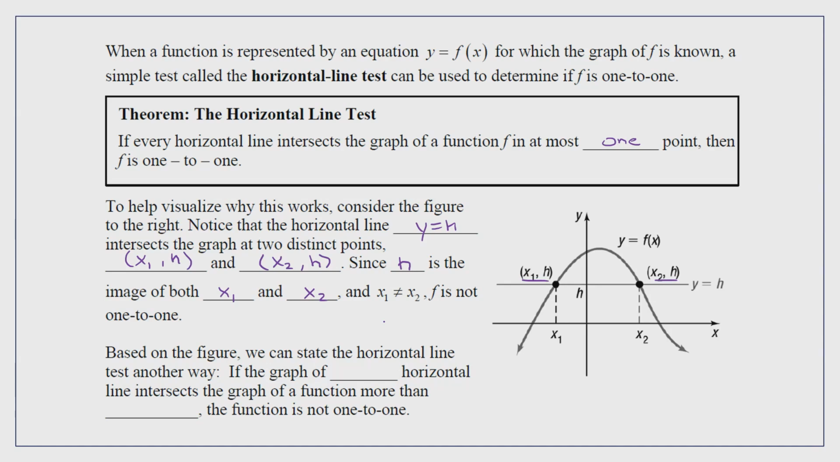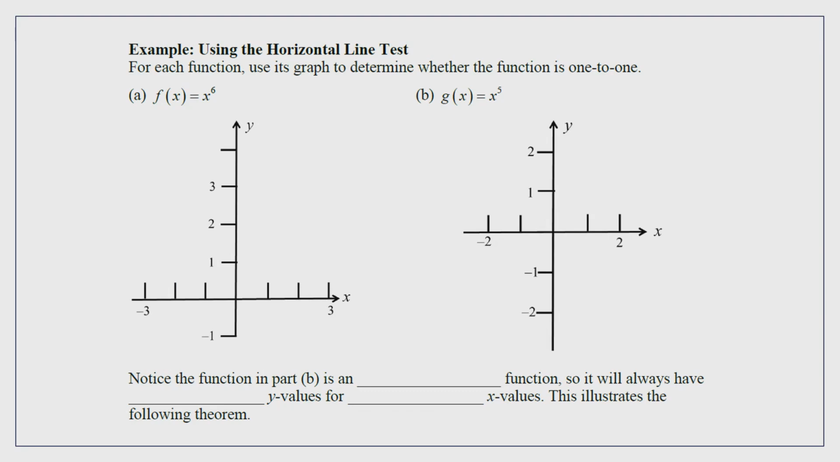Based on the figure, we can state the horizontal line test another way. If any horizontal line intersects the graph of a function more than once, the function is not one-to-one. For each function in this example, use its graph to determine whether the function is one-to-one.